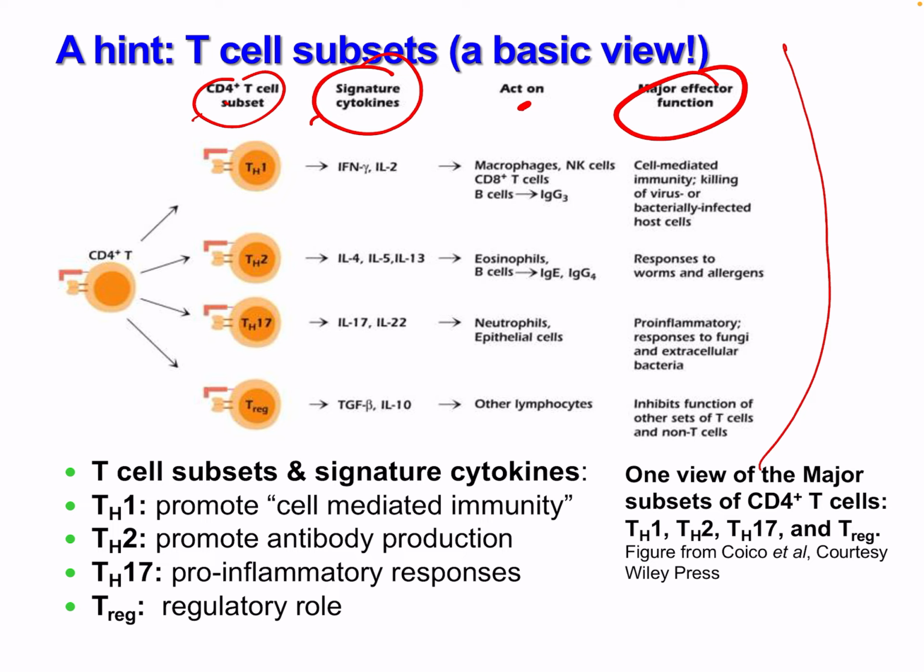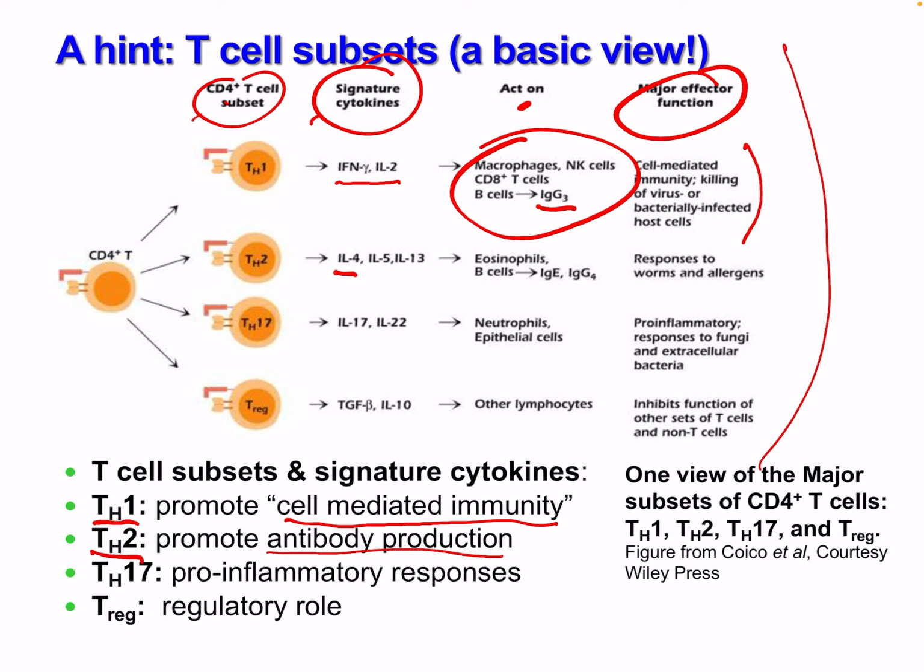So our T cell subsets and signature cytokines. T helper cell 1, or just Th1, which we'll refer to as Th from now on, promote cell-mediated immunity. We have interferon gamma, IL-2, macrophages, NK cells, CD8 T cells, and B cells, the IgG3. Again, cell-mediated immunity. Th2 promote antibody production. We have IL-4, IL-5, IL-13, which stimulate eosinophils involved in parasitic infections like worms, and is also a response to allergens. Releases IgE and IgG4.